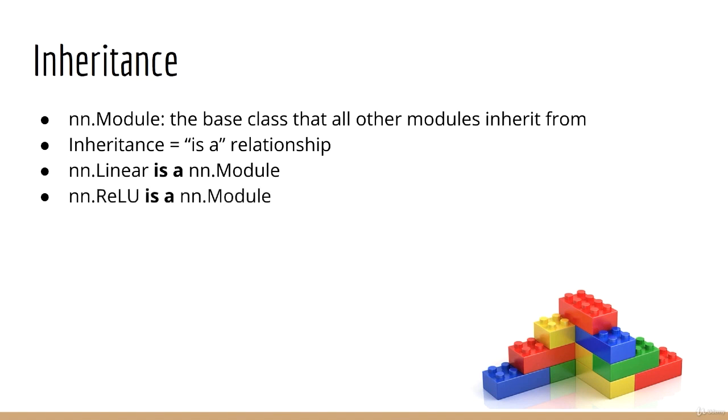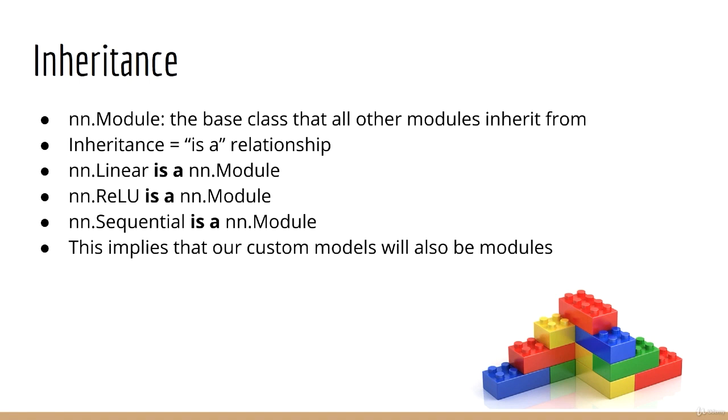Similarly, the ReLU module is also a module. Similarly, the sequential module is also a module. This might strike you as surprising because these three things are kind of very different from each other. So even though sequential looked like a wrapper around a list of modules, it was also itself a module. So when you combine a bunch of modules to build a model, that model is itself a module. This implies that when we create our own custom models, they are also going to be modules, and we are going to inherit from the module class. So when I said earlier that PyTorch is all about composing models from building blocks, well, modules are those building blocks.